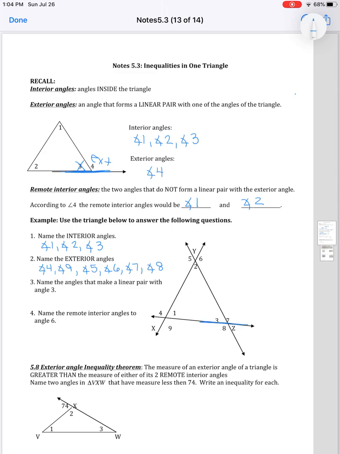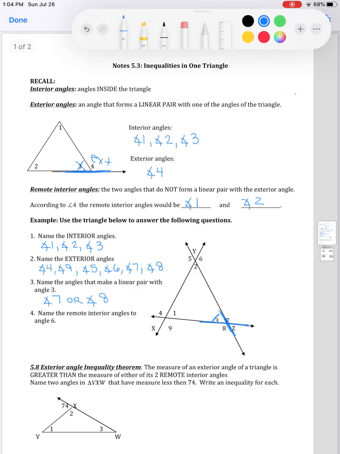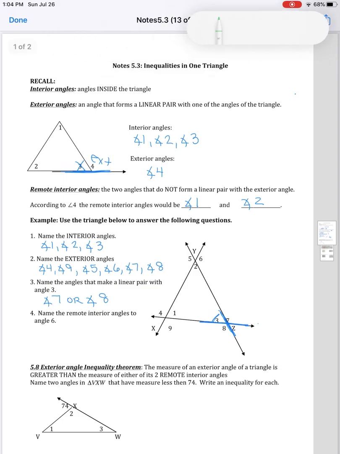All right, so with this diagram, we're going to name the interior angles. Well, that's going to get me angle 1, 2, and 3. For exterior angles, if I look at angle 1, that would be 4 and 9, because they both form linear pairs. At angle 2, I have 5 and 6. At angle 3, I have 7 and 8.